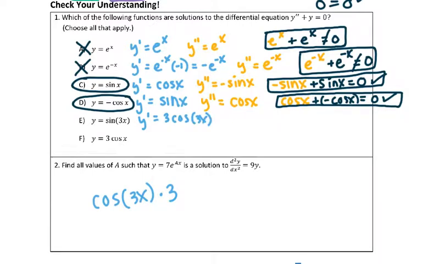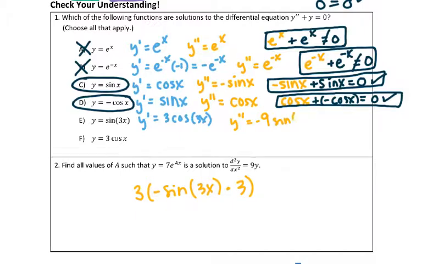And then when we take the second derivative, the 3 out front stays because it's a constant multiple. The derivative of cosine is negative sine. And then the derivative of the inside again is another 3. So now we have a 3 times a 3 times a -1. So altogether that's going to become -9 sine of 3x for the second derivative.